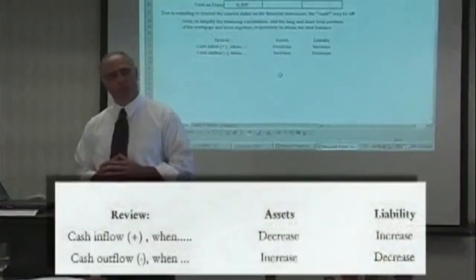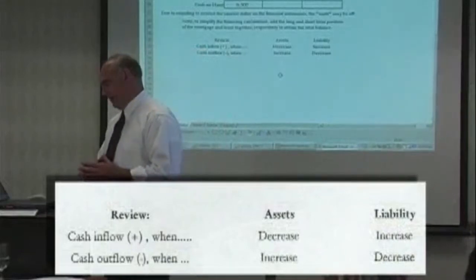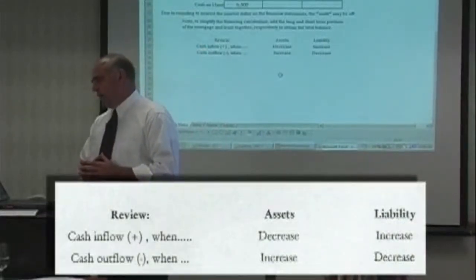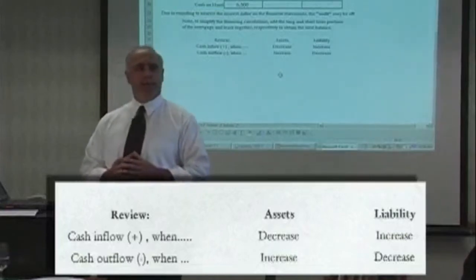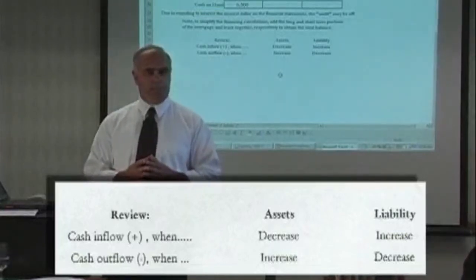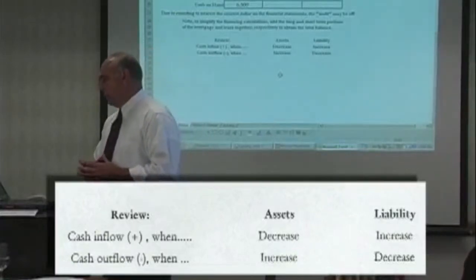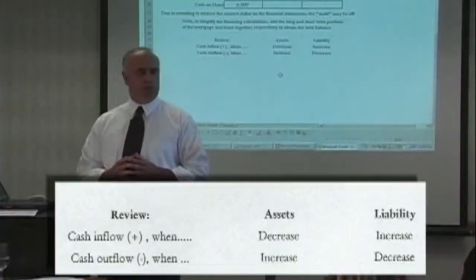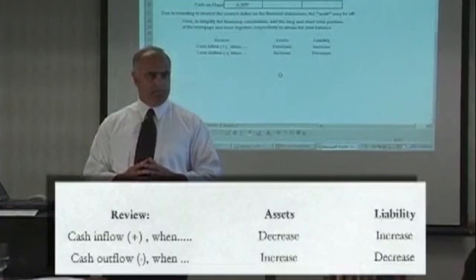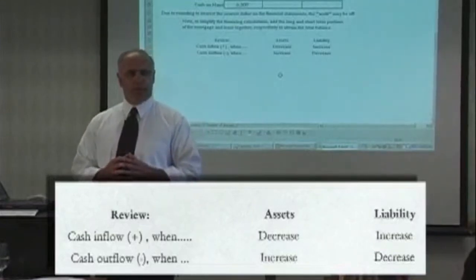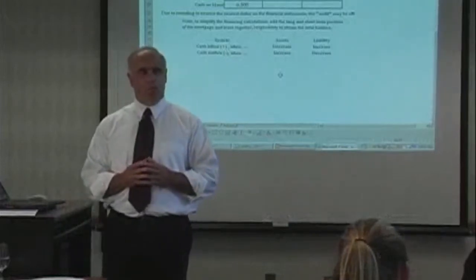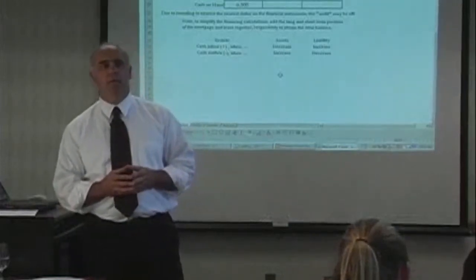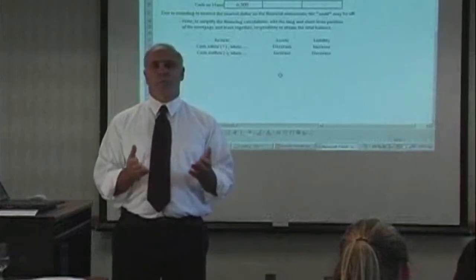So it's important that we remember some fundamentals of cash flow. So we have a little review at the bottom of our cash flow document. A cash inflow occurs when an asset account decreases in value, or when a liability account increases in value. All right? Now, accounts receivable. Is it an asset account or a liability account? What does accounts receivable represent? Well, it represents money that people owe us.